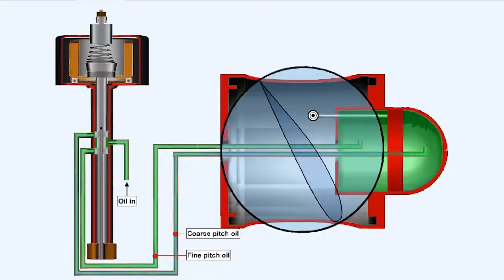If the RPM is as required, in other words the propeller is on speed, then a hydraulic lock is formed which traps oil both sides of the piston, maintaining the blade pitch constant.